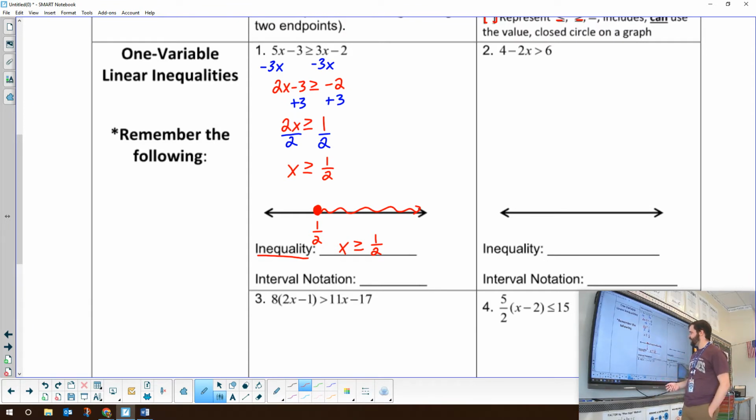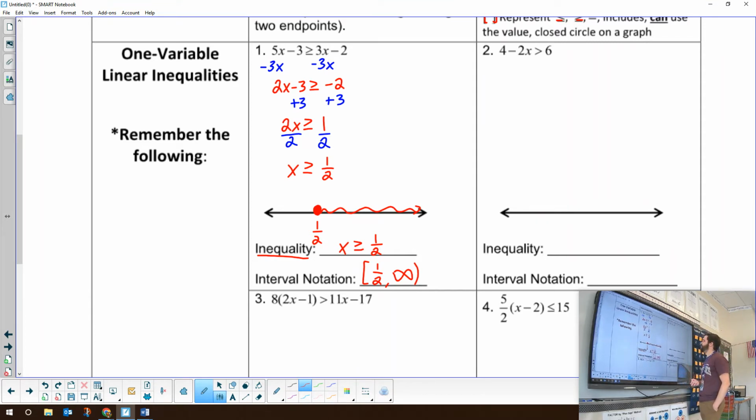Interval notation. So we got to think, what's my left interval? What's my right interval? Well, my left interval is going to be 1/2, comma, my right interval, it goes on forever to the right, is infinity. So we're going to have 1/2 bracket to infinity. Okay? Just like that. Okay, so bracket on 1/2 to infinity. And there's our answer. Let's take a look at number 2.